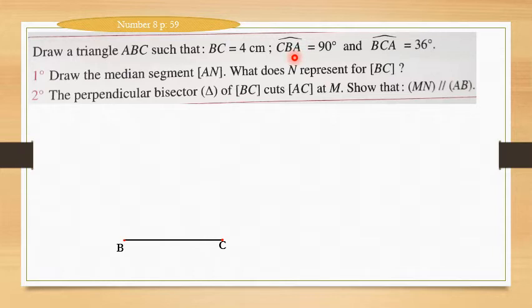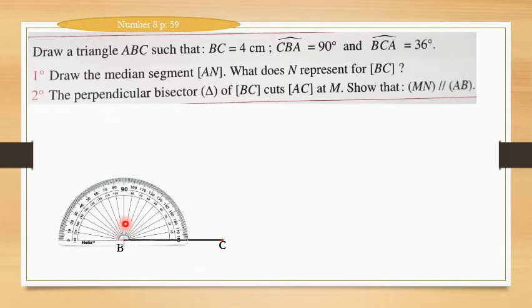Now, CBA equals 90 degrees. This is CB and A should be somewhere here, such that a right angle is formed. We start from the 0 of the protractor to reach 90. So, this angle here is 90 degrees.